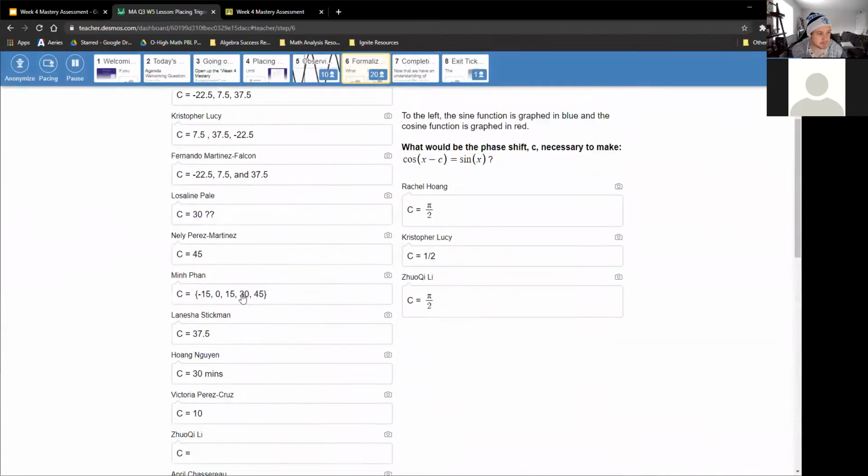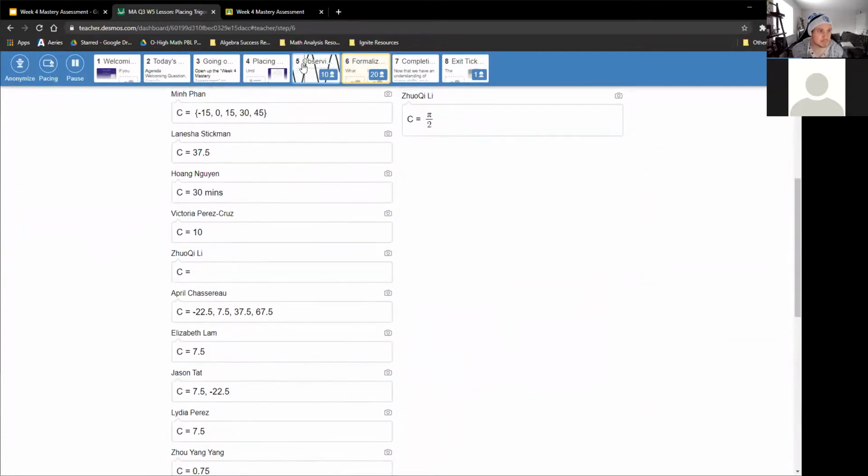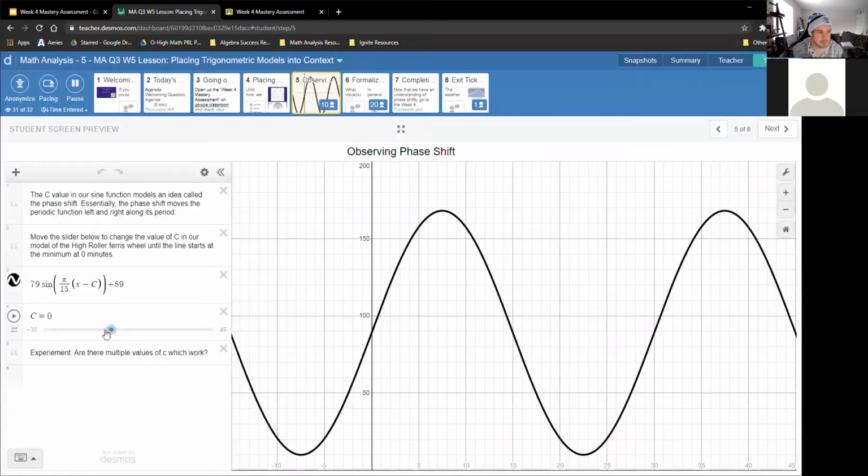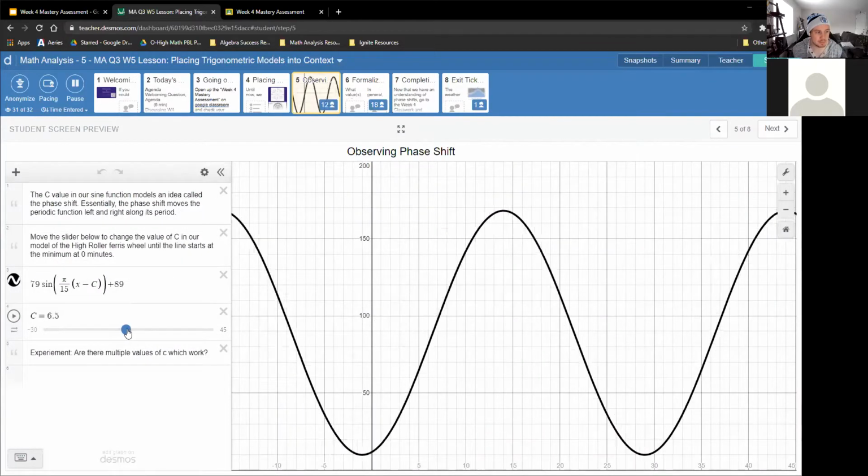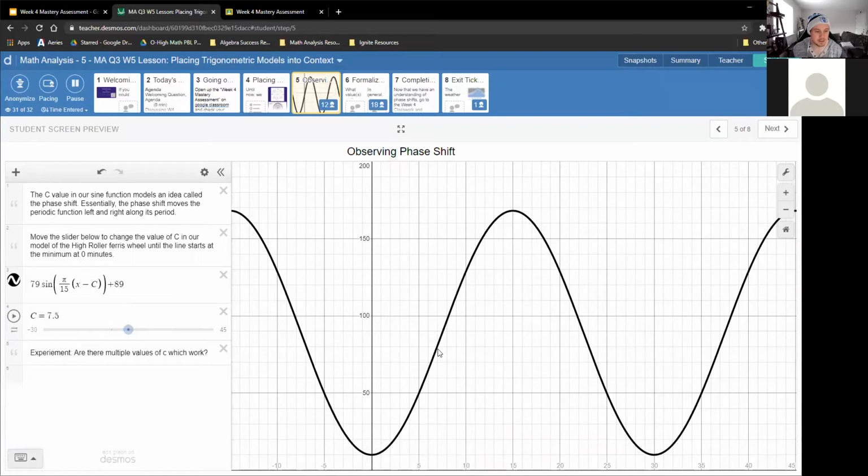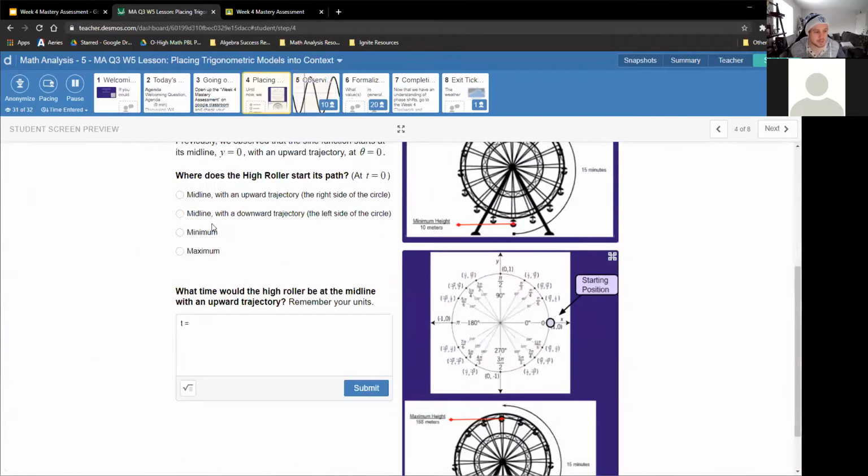7.5. I see a lot of 7.5. Let's look at what 7.5 looks like. So guys, if I move C to 7.5, where does it look like my minimum is at x equals 0? Does that look about right? Yes. And look, you can see 0, 10, and that was the minimum value of our Ferris wheel. It was at 10. Remember that? Cool. So 7.5 works.